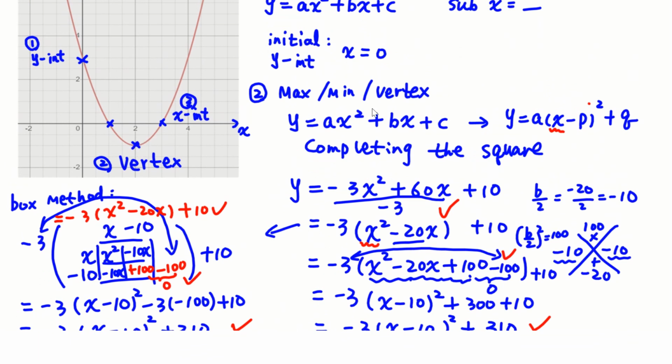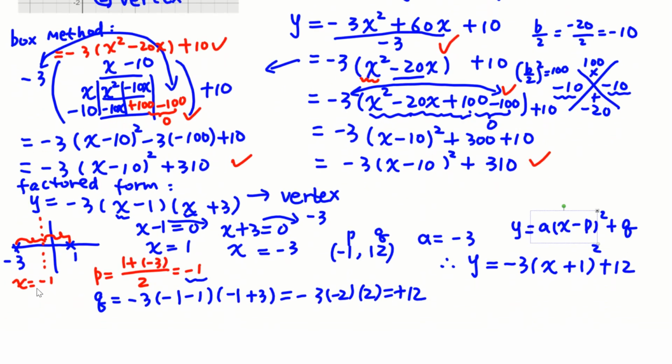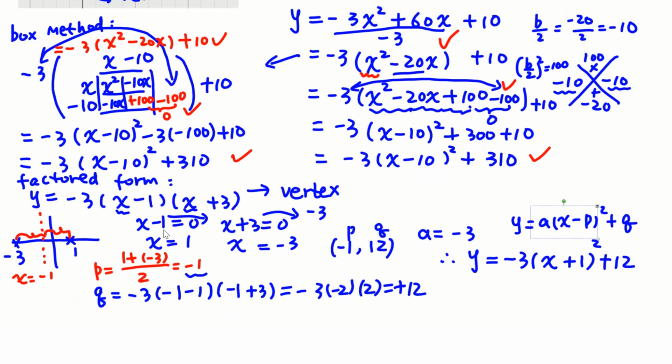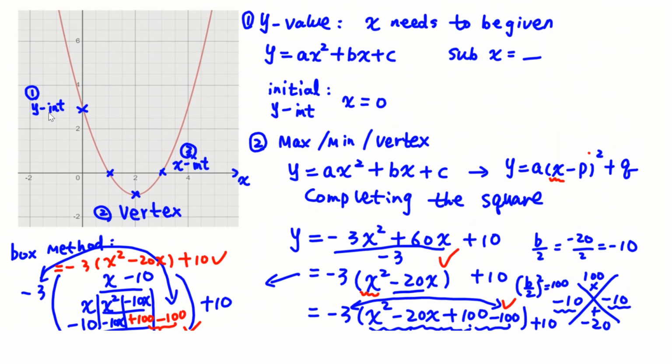How to find the vertex from standard form: completing the square. From factored form, we can find the x-intercepts, find the midpoint, then sub the midpoint back, find the q, then you have the vertex. Then you can write it in vertex form. So these are the 2 key points, okay? Y-intercept and the vertex.